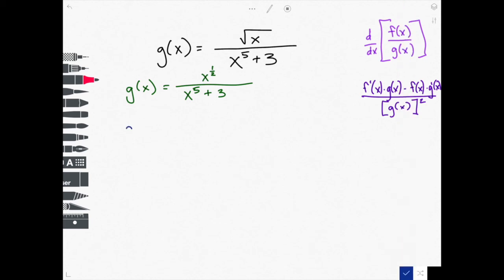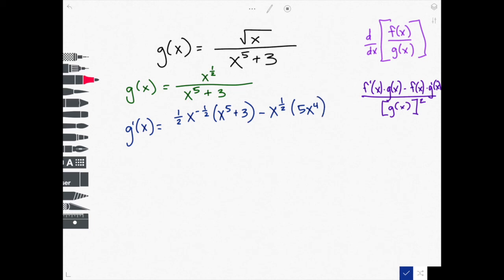So g prime of x, according to the formula, says take the derivative of the top, which is 1/2 x to the negative 1/2, by using the power rule, times the bottom, so x to the 5th plus 3, minus the top, x to the 1/2, times the derivative of the bottom, which is 5x to the 4th, and then all over the bottom squared.